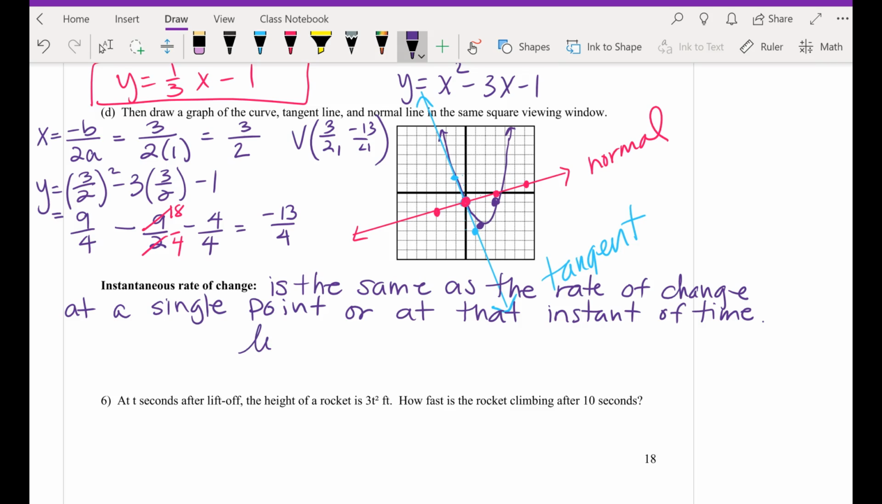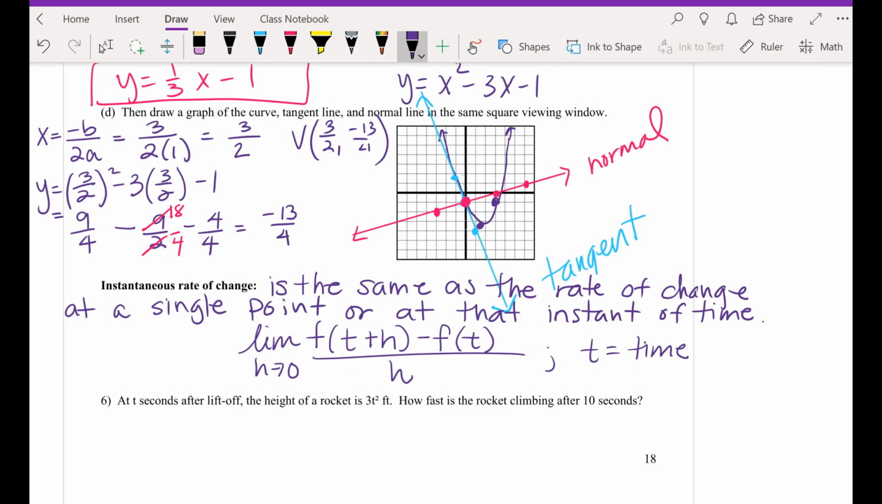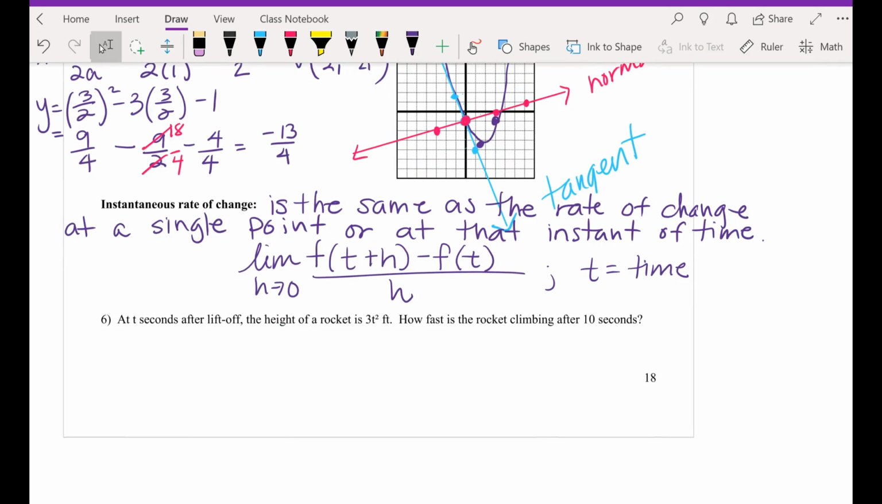So the limit as h approaches 0 of f of x plus h minus f of x, over h. Now, because we're talking about time, I'm going to use f of t plus h minus f of t, still all over h, where t is time. So as you can see, the formula is the same. So you don't have to memorize an extra formula because there's no difference.